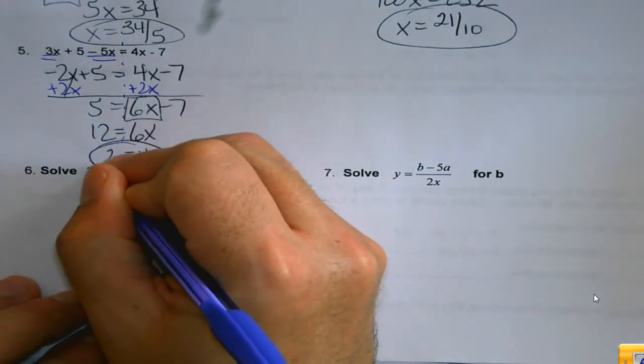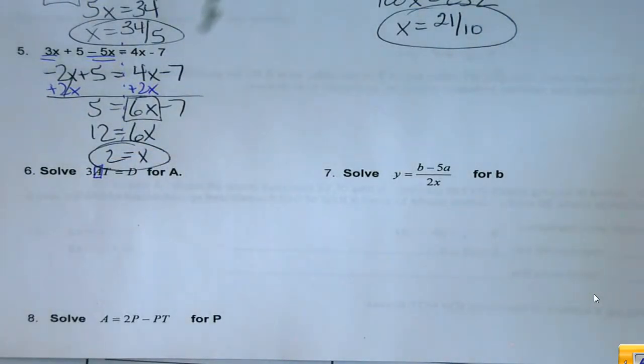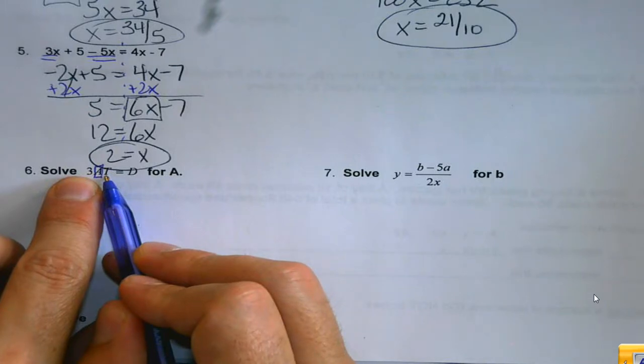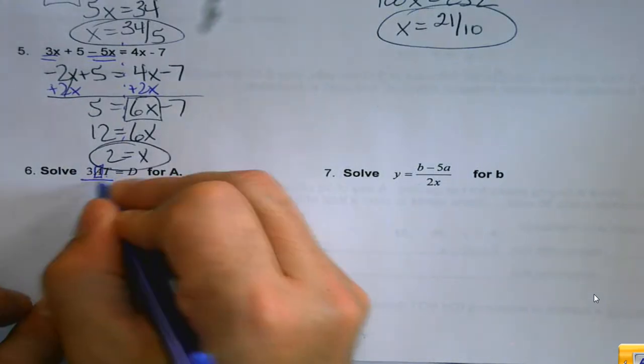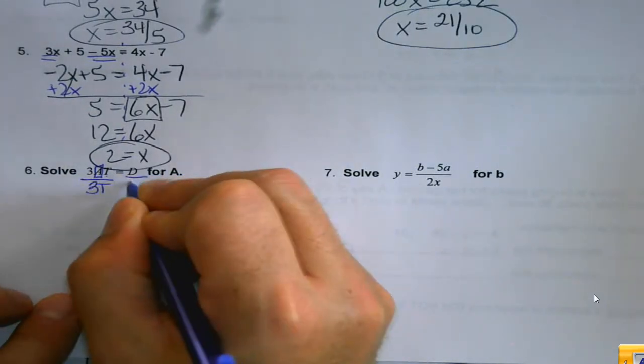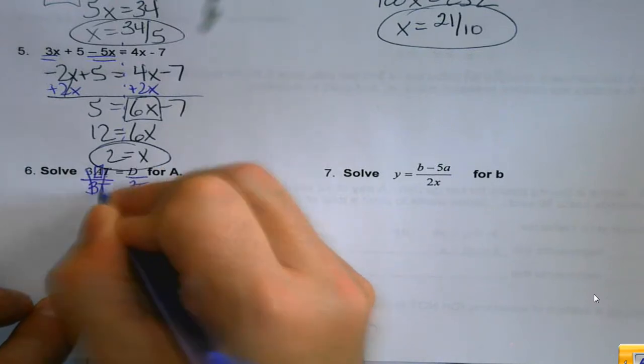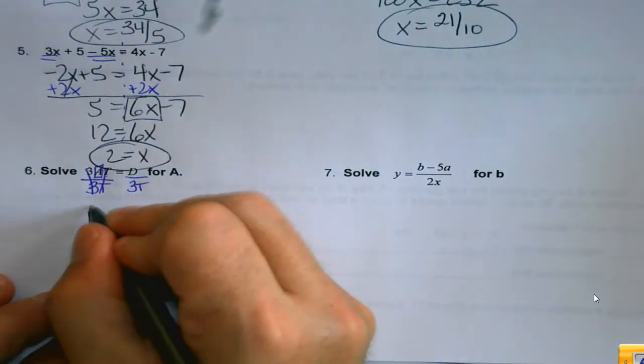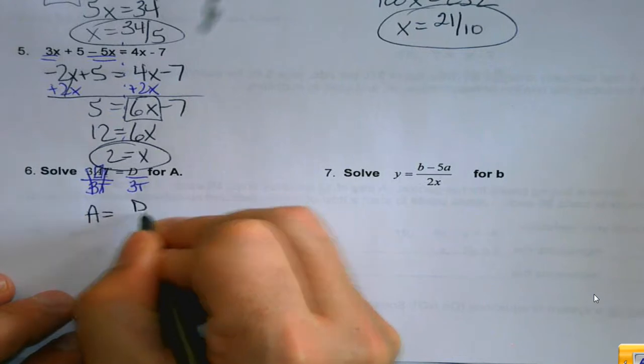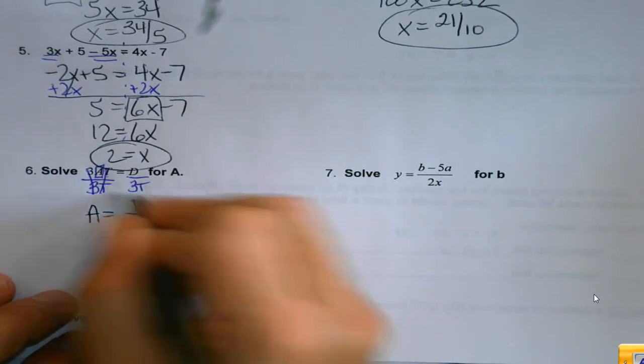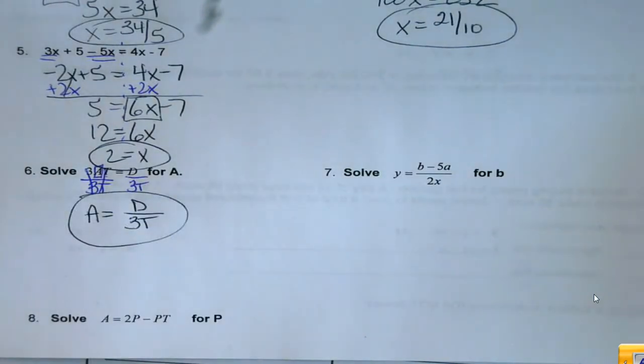We're still, even though there's a lot of variables, don't let that freak you out. We're still trying to get A alone. What am I doing to A? Multiplying it by 3 and t. So what's the opposite? Divided by 3 and t. One step, I'm done. Now, unfortunately, they're not all quite that quick.